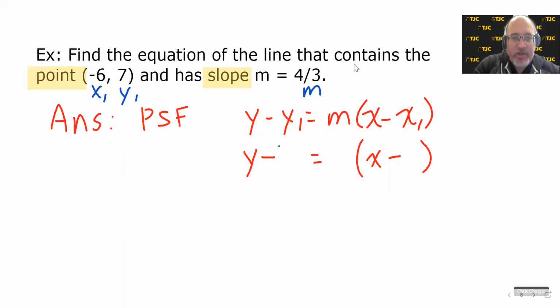The value of y1 was 7. The value of the slope is 4/3. And the value of x1 is -6.